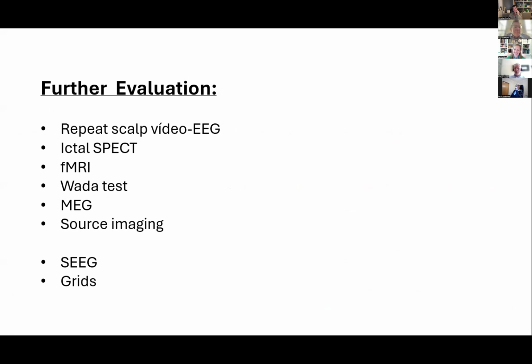Yeah, but how many right-handed people with normal MRI have you seen having right hemisphere dominance for language? Yeah, very rare. I think most of the time we would do an SEEG. For us, the ictal SPECT and MEG, we rarely get them, and they're not super useful most of the time.